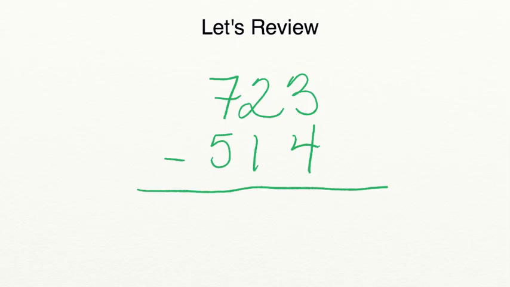Let's take a moment to review what you've learned in today's lesson. When you're subtracting whole numbers, you always start on the right-hand side. Now we're being asked to subtract 4 ones when we only have 3. That means we need to regroup one of our tens blocks and break it apart into 10 ones. Now 13 minus 4 equals 9. Now we go ahead and subtract our tens place. 1 minus 1 equals 0, and 7 minus 5 equals 2.